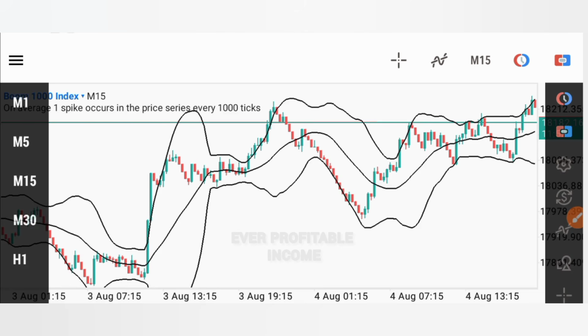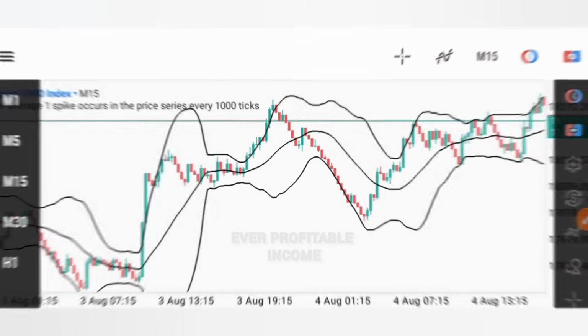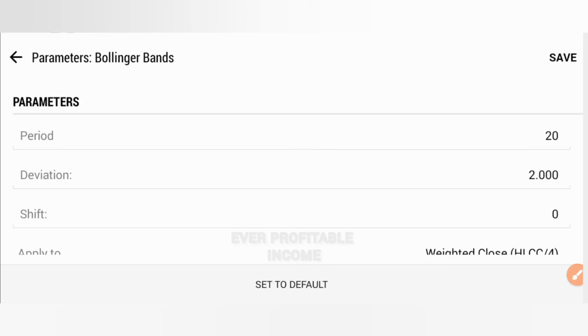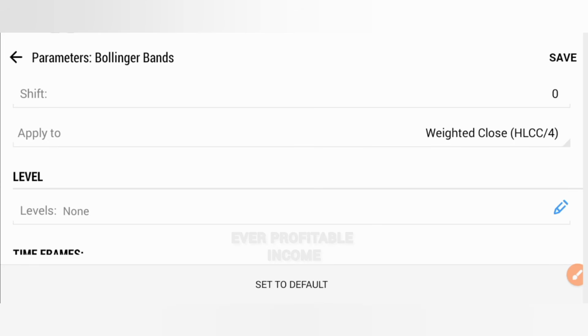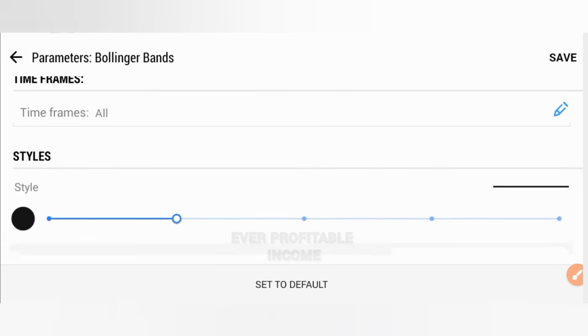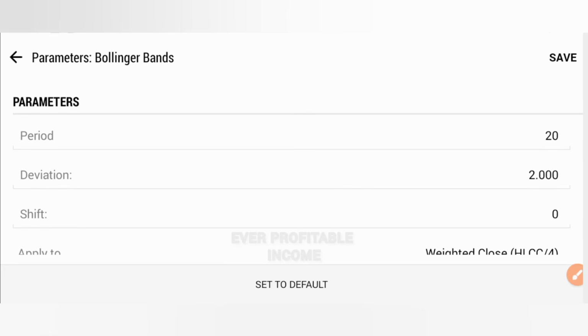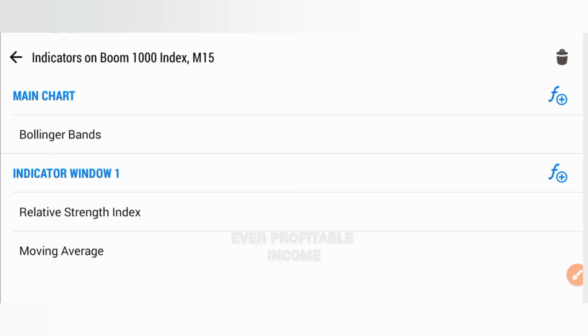Let's head over to our indicator window and add our Bollinger Band. On our main chart, we have the Bollinger Band with the setting period 20, deviation 2, and shift 0, and you apply to weighted close. You can take a screenshot of this, then you add your color, choose any color of your choice. It's just the default setting of the Bollinger Band. There's not much extra setup. So ensure it is applied to weighted close, then you click on save. So that's your indicator on your main chart.